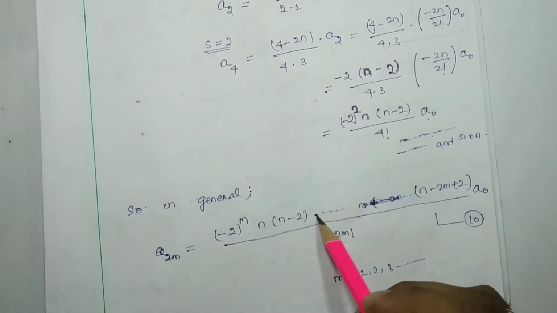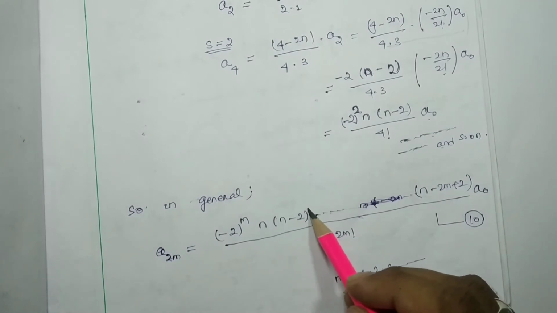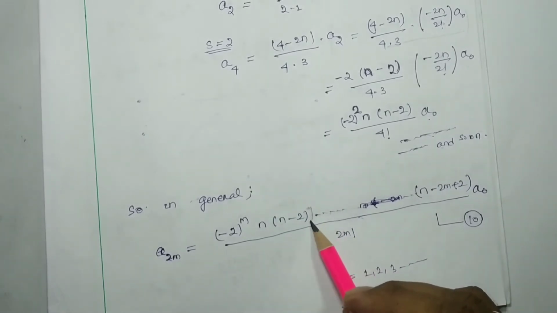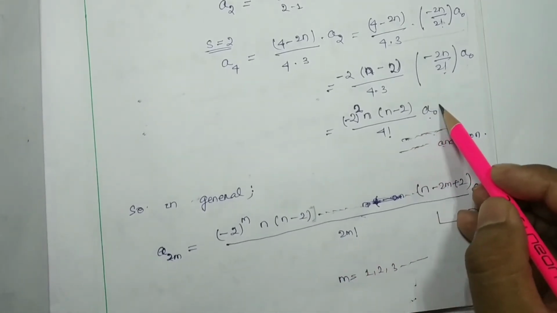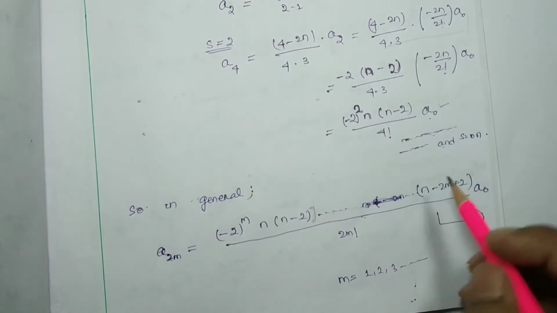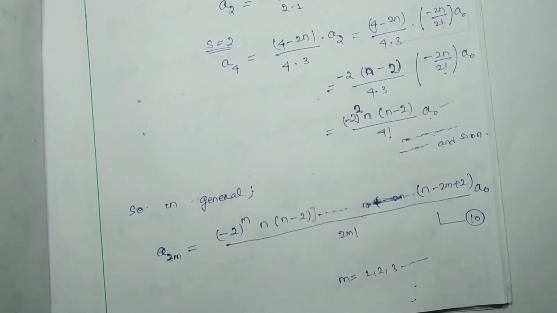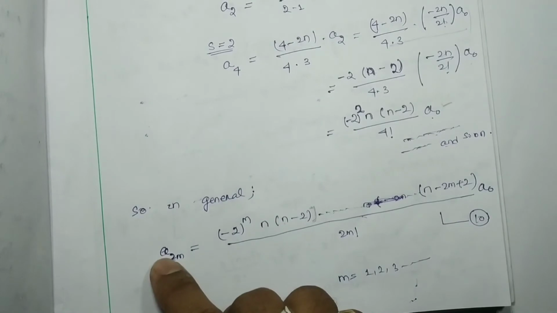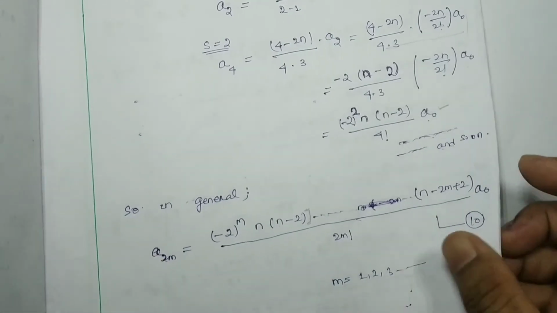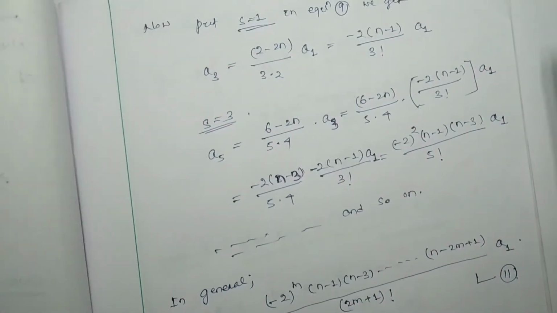So this continuation will continue up to n minus 2. Already I have written, so here it will stop. For a4 it will stop over here into a0 whole divided by 2 into 2 equal 4 factorial. Already we got this much. So in this way we can get other higher even terms like a6, a8, a10, like that. So this is your general form of a2m.